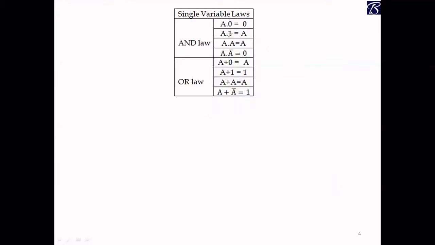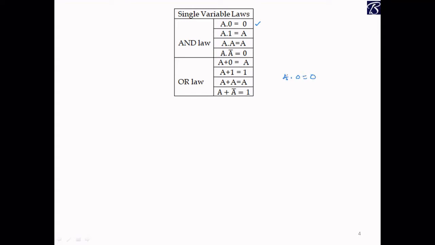Take a single variable A, apply the AND law. A into 0 is 0, A into 1 is A, A into A is A, and A into A bar is 0. Now for the same variable, apply the OR law. A plus 0 equal to A, A plus 1 equal to 1, A plus A equal to A, A plus A bar equal to 1.